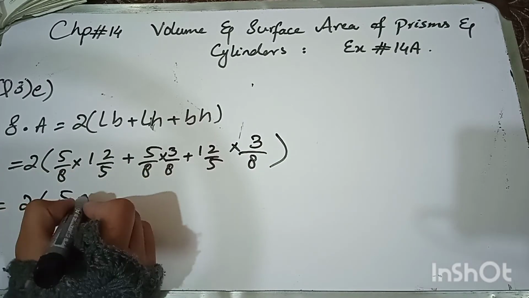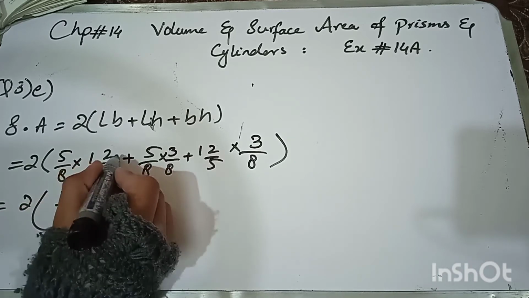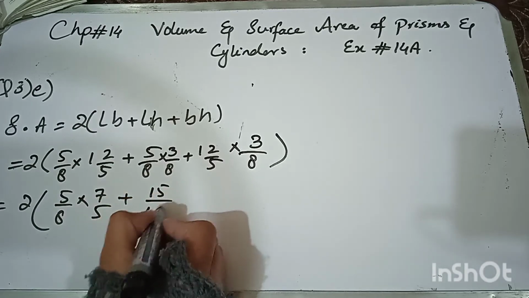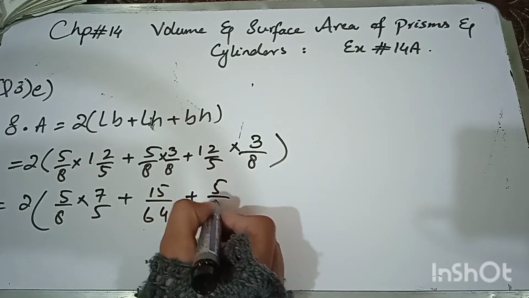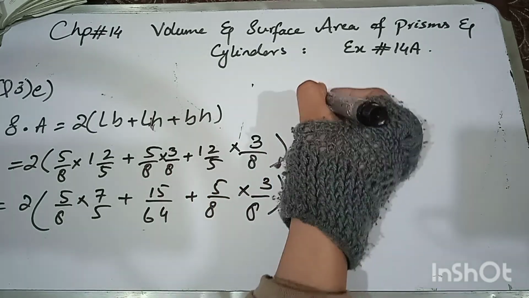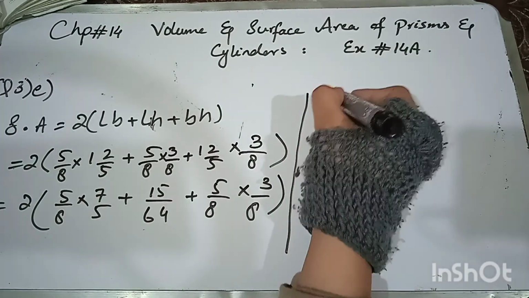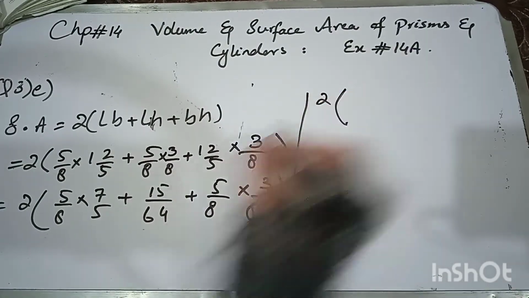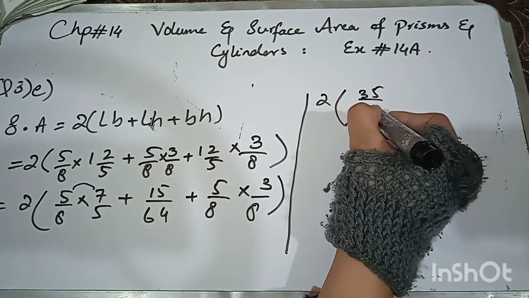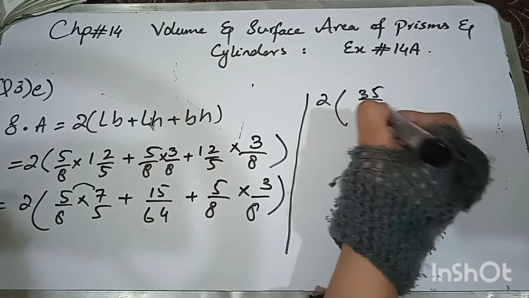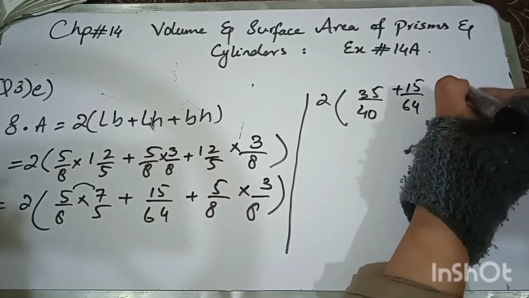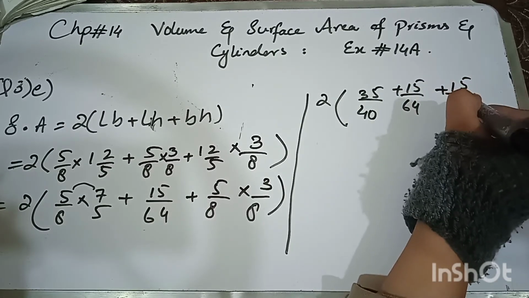5 into 8, first of all हम इसको सिंप्लीफाई करते हैं, 5 1s are 5, 5 6s are 7 by 5 plus 5 3s are 15 divided by 8 is 64 plus 5 by 8. इस मिक्स फॉर्म को सोल्व कर लिया मैंने, multiply by 3 by 8. ठीक हो गया. अब हम आगे सिंप्लीफाई करते हैं इनको मल्टीप्लाई करके. 5 7s are 35 divided by 8 5s are 40 plus 15 divided by 64 plus 5 3s are 15 divided by 8 is 64.